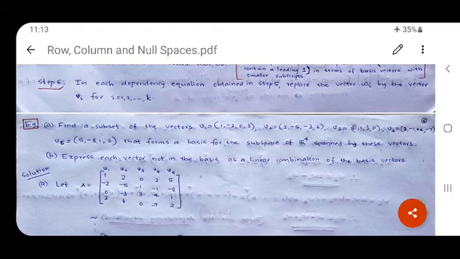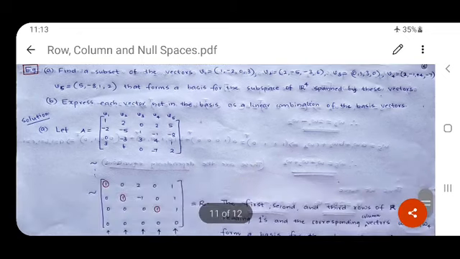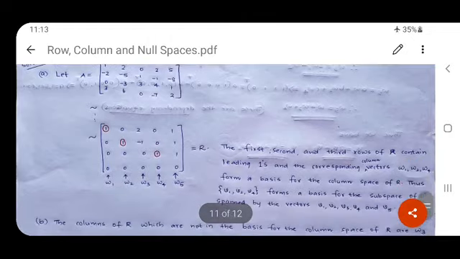Find a subset of the vectors v1, v2, v3, v4 and v5 of R4 which forms a basis for the subspace of R4 spanned by these 5 vectors. Also express each vector which is not in the basis as a linear combination of the basis vectors. So A is given, where v1, v2, ..., v5 are the columns. Row reduce it, and you get the columns of the row reduced matrix R as w1, w2, w3, w4 and w5.